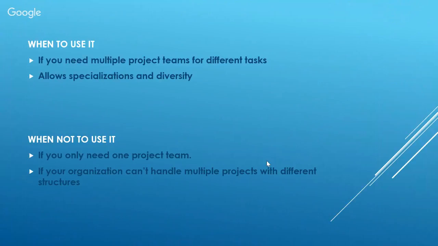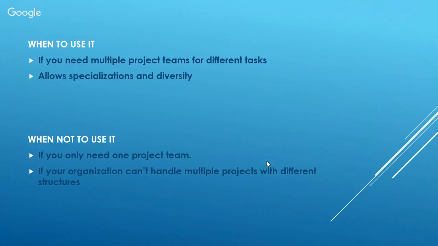So when do you want to use composite organization? You're going to want to use it if you have multiple project teams that have their own specialized tasks that you want them to do. And also you want to use it when you can benefit from the specialization, the diversity, and the creativity that it brings. Some people might function better under a certain structure, so you want to give them that option. That would probably be a good idea to do it then.